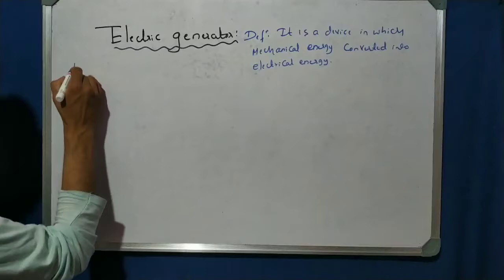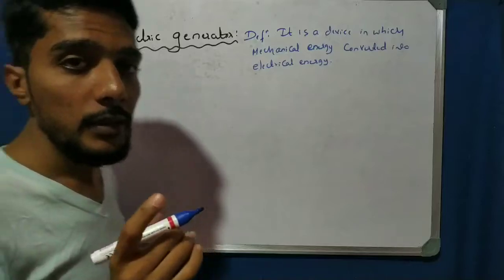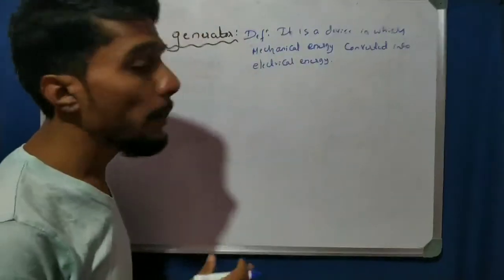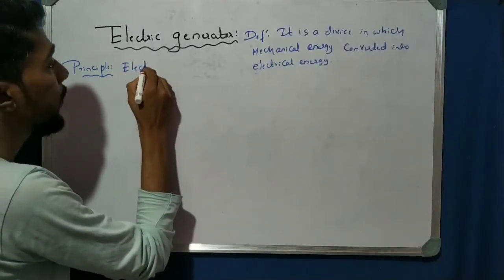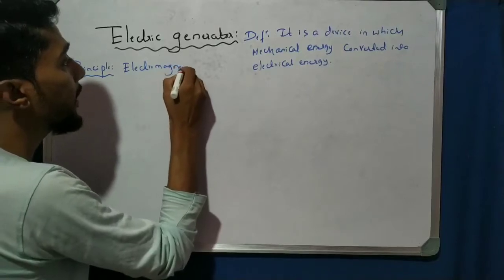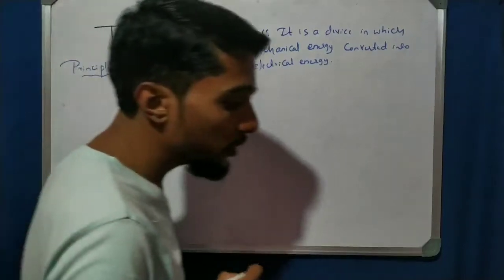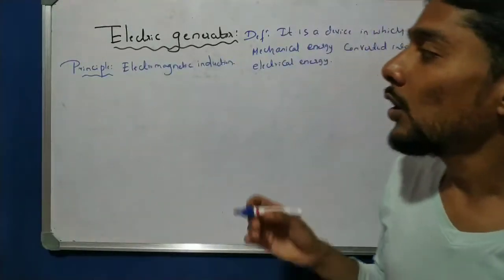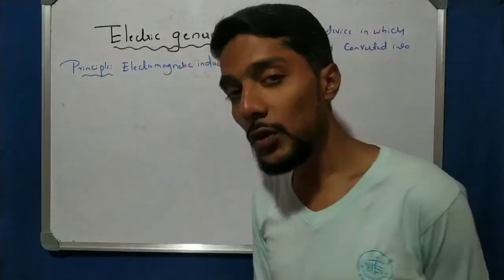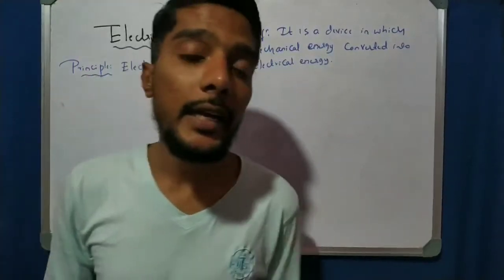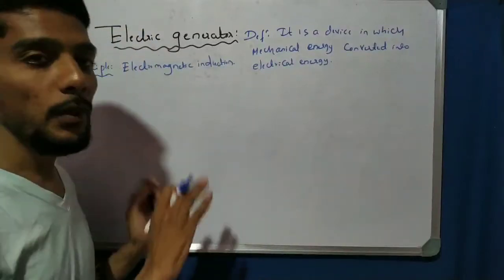Now let us see the principle of this machine, this generator. On which principle is this device designed? It is based on Michael Faraday's concept, that is, electromagnetic induction. So this is the principle of the electric generator. It works on the principle of electromagnetic induction, which was given by Michael Faraday in 1831. So this is about the meaning and the principle of the electric generator.